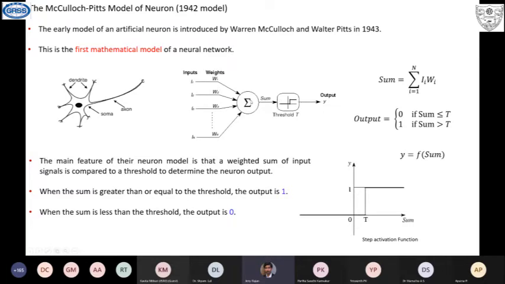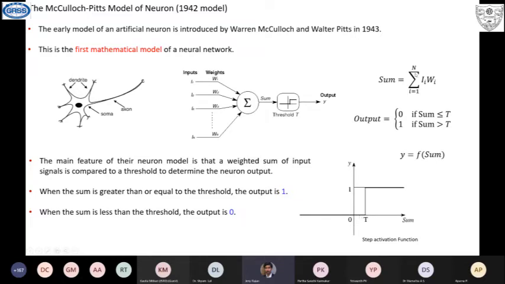So you can see that first here we will compute the weighted sum. If there are n inputs, there will be n weights associated with the inputs. So we will compute a weighted sum. This weighted sum will be given to an activation function. Here we have a step activation function. If the weighted sum is greater than a threshold, then the output will be 1. Otherwise, the output will be 0. So this model is very, very simple.